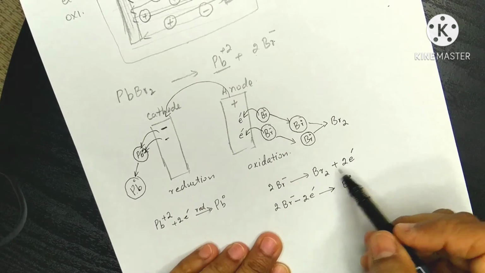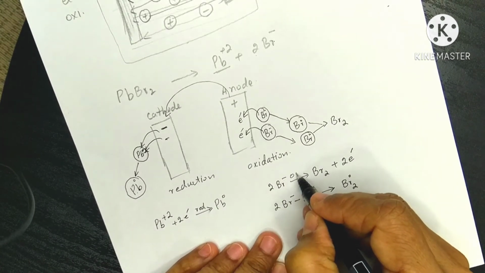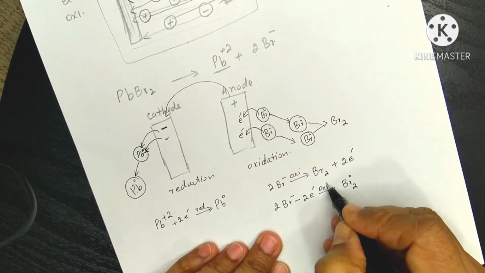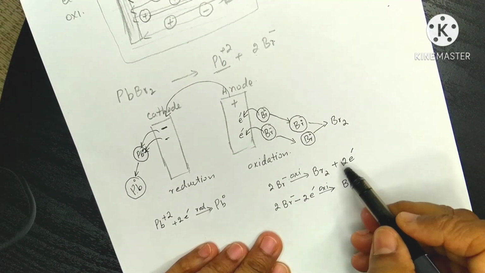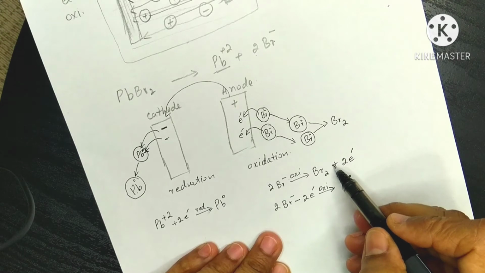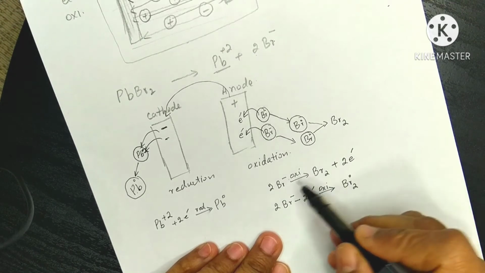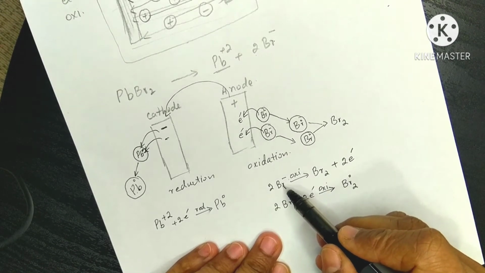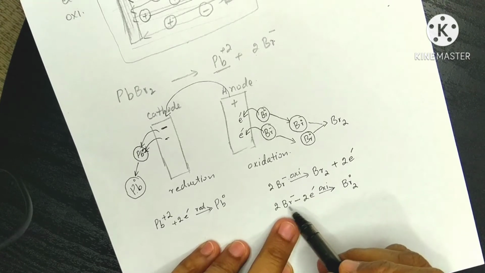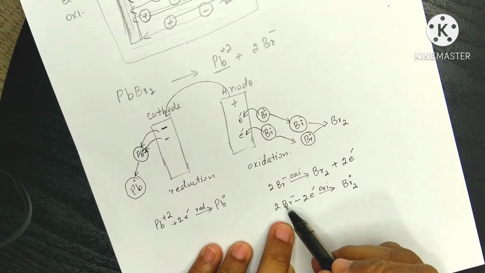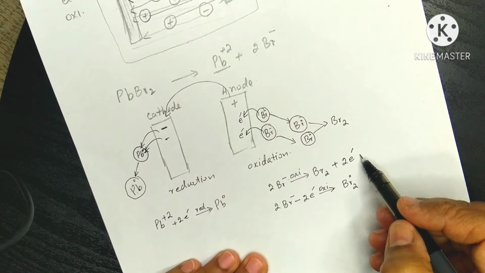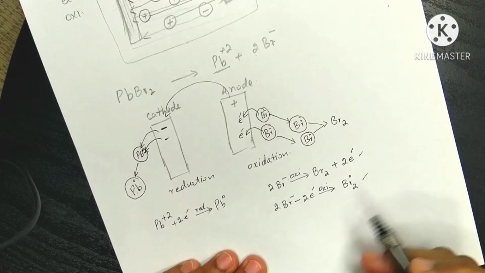Now we can write this equation. This is the oxidation process. We can write this equation in this way or in this way, because in this case we write the electrons in the product. It means the bromide releases electrons, and here minus 2 electrons means the 2 electrons have been released from the bromide. So we can write this equation in this way or in this way.